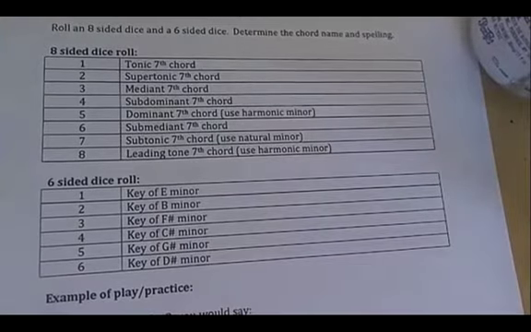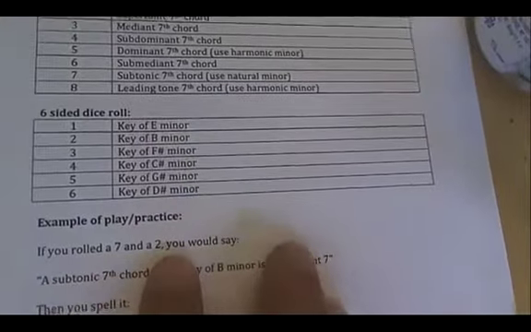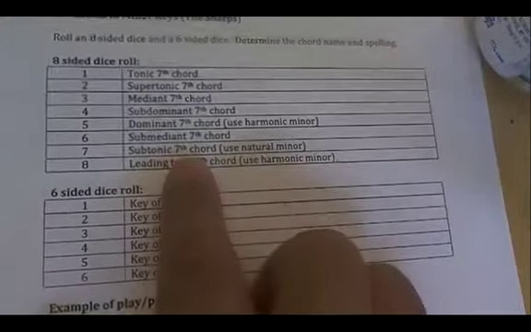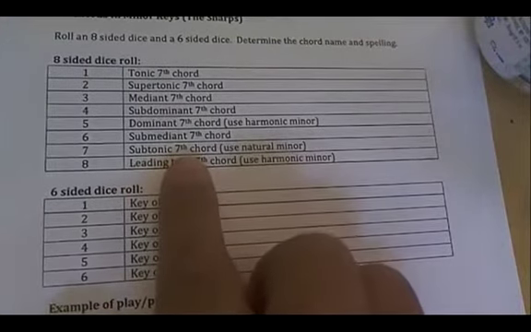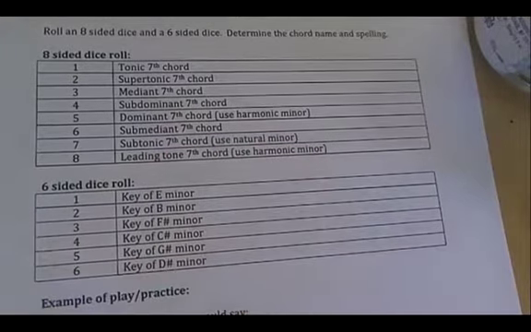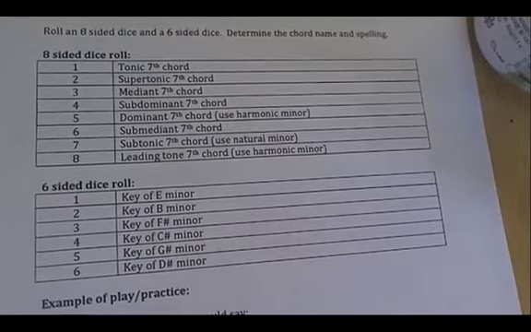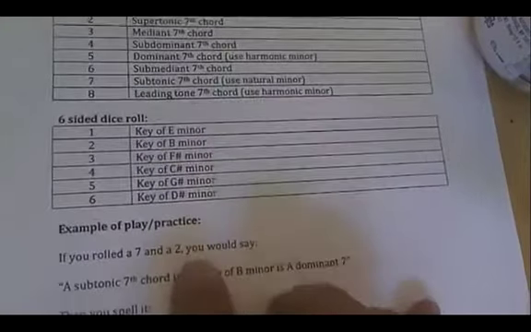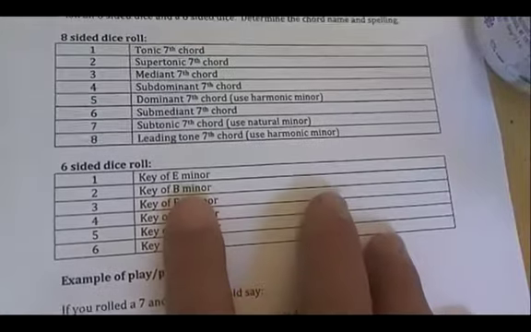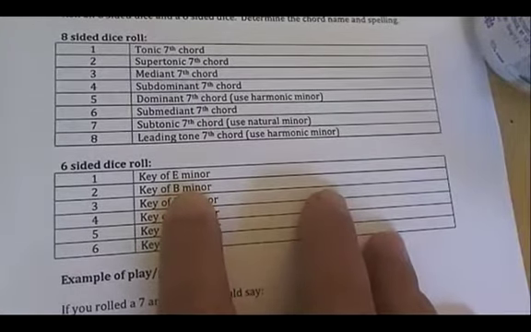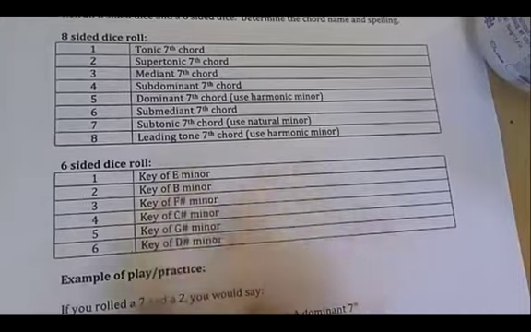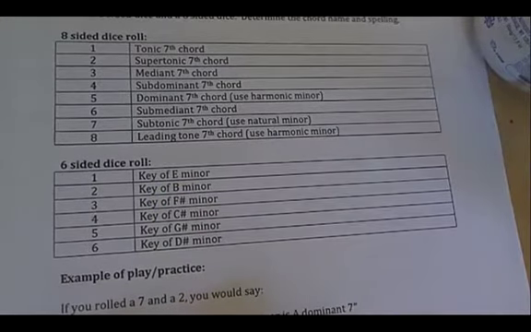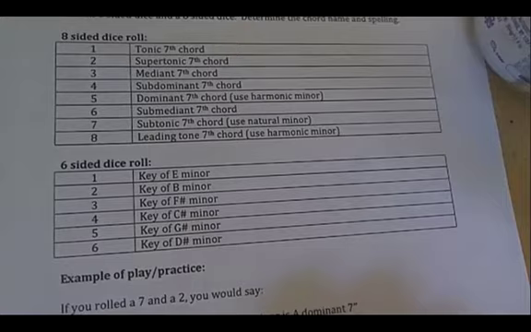So the example says, if I roll a 7 and a 2, 7 is a subtonic chord, which we know is a dominant 7 chord on the lowered 7th scale degree. We're using the natural minor, and if you don't know that, I'm going to go through that in a second. And that would be an A, the 2 would be in the key of B minor. So subtonic, or a whole step down, is A. So I need to roll an A subtonic 7 chord, which is a dominant 7.